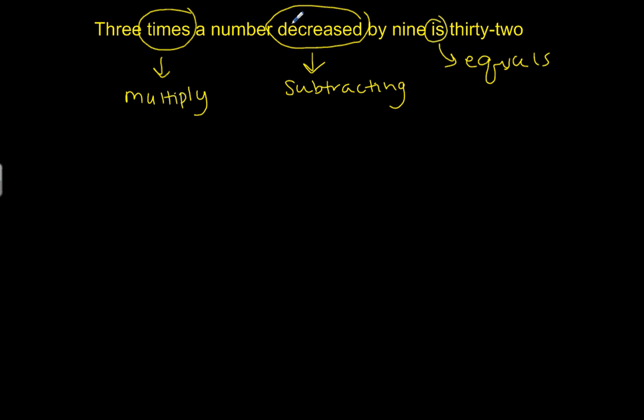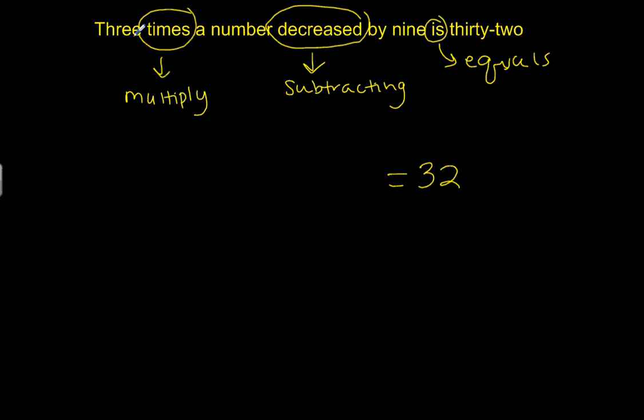Okay, so now let's start writing this out. 3 times a number decreased by 9 is 32. So let's get rid of the simpler parts first. All of this is 32, equals 32. So I'm going to go ahead and write down equals 32. And then we have 3 times a number decreased by 9.